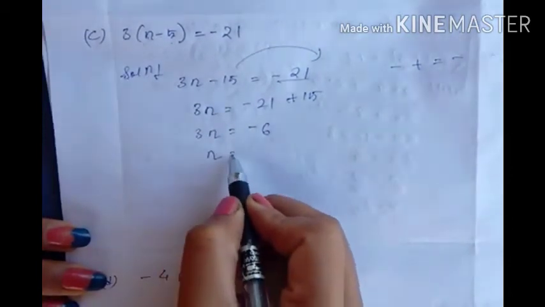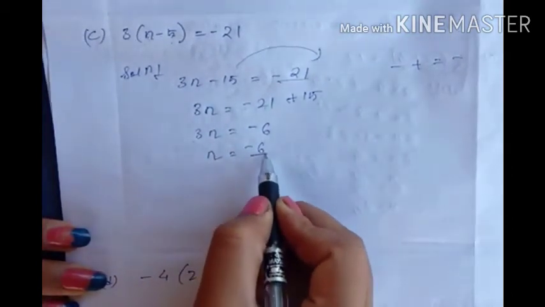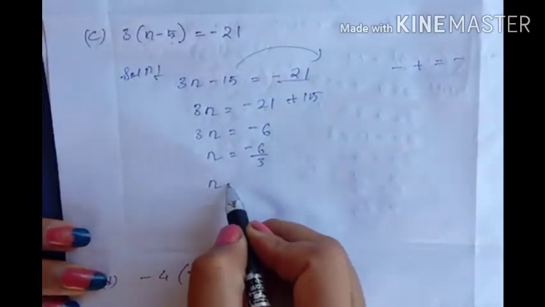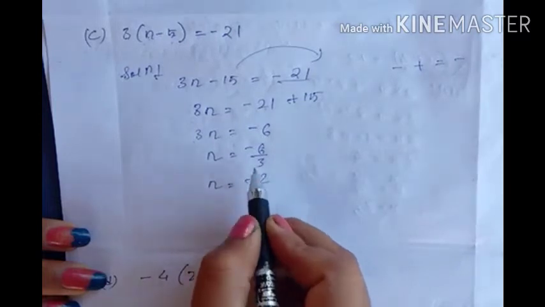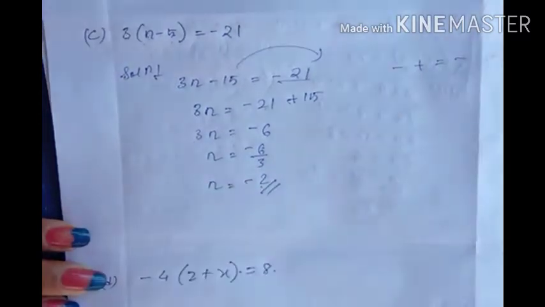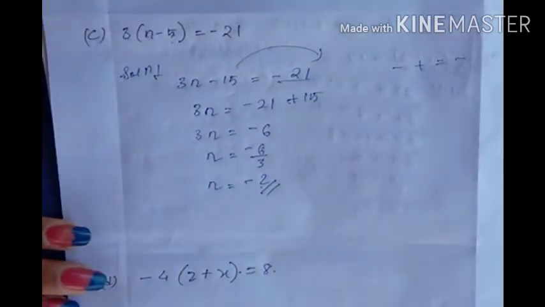Now n equal to, this 3 will come to this side and it will become divide. Now n equal to how much? Minus 2. 6 divided by 3, you will get 2, isn't it? So negative value is there, so it will become minus 2. So what is the value of n? n equals minus 2.